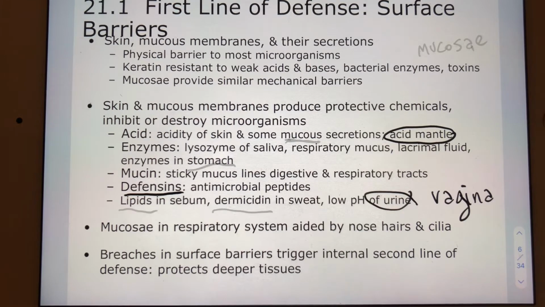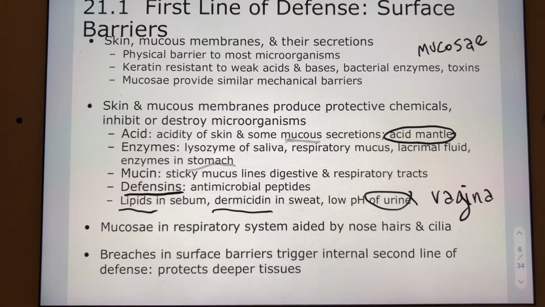Let's see. In sweat, we could find dermicidin. Sebum includes lipids, which act as a barrier. Mucosae act as a barrier. Just in case you're rusty, mucosae is plural, mucosa is singular.